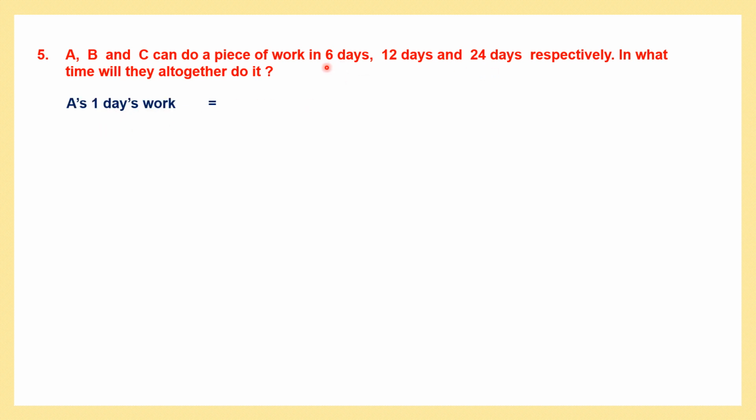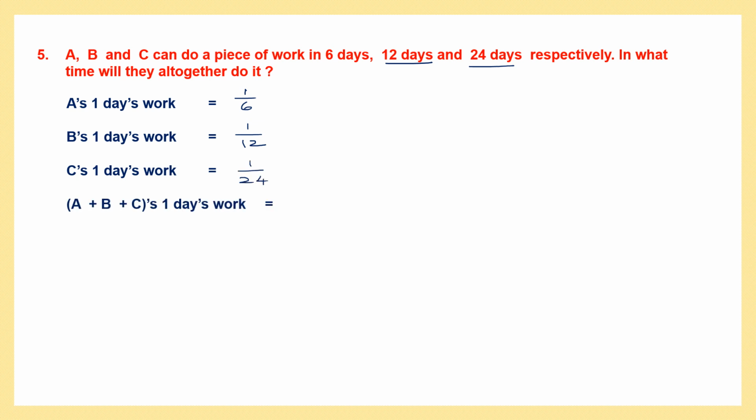A can do the work in 6 days. So A's 1 day's work will be 1 by 6. Next, B's 1 day's work. Now B can do the work in 12 days, so B's 1 day's work will be 1 by 12. Then C's 1 day's work. C can do the work in 24 days, so C's 1 day's work is 1 by 24.